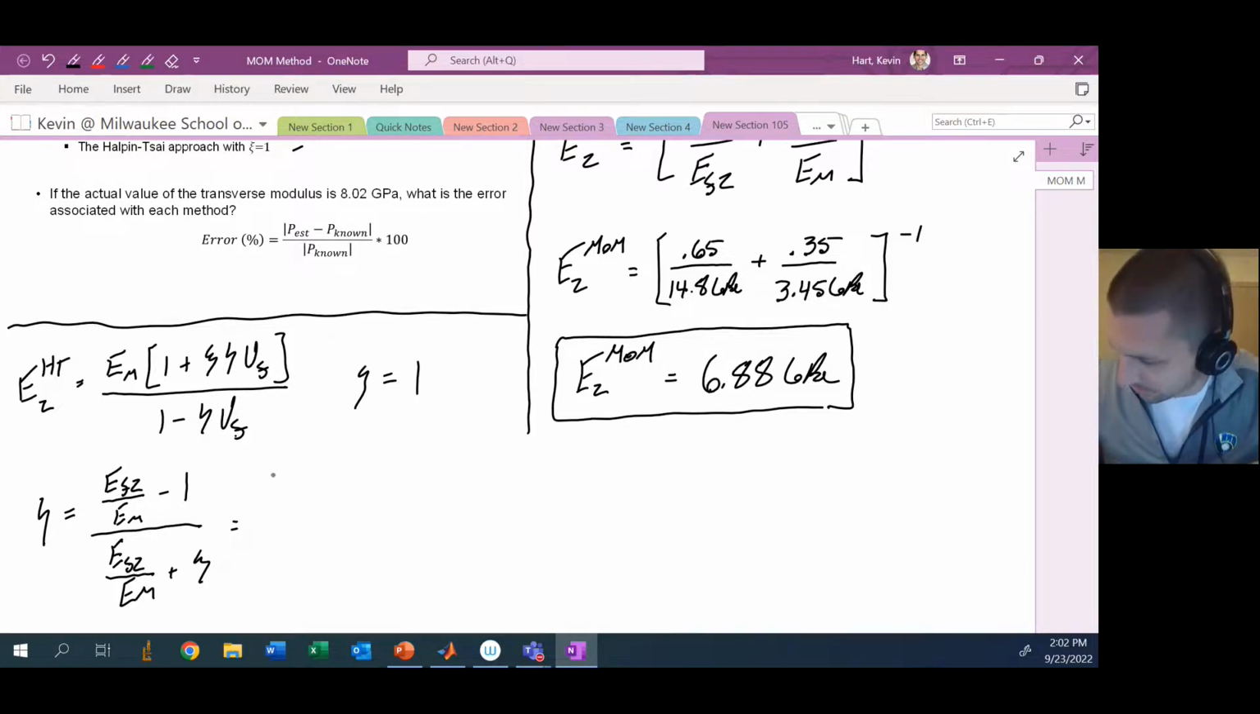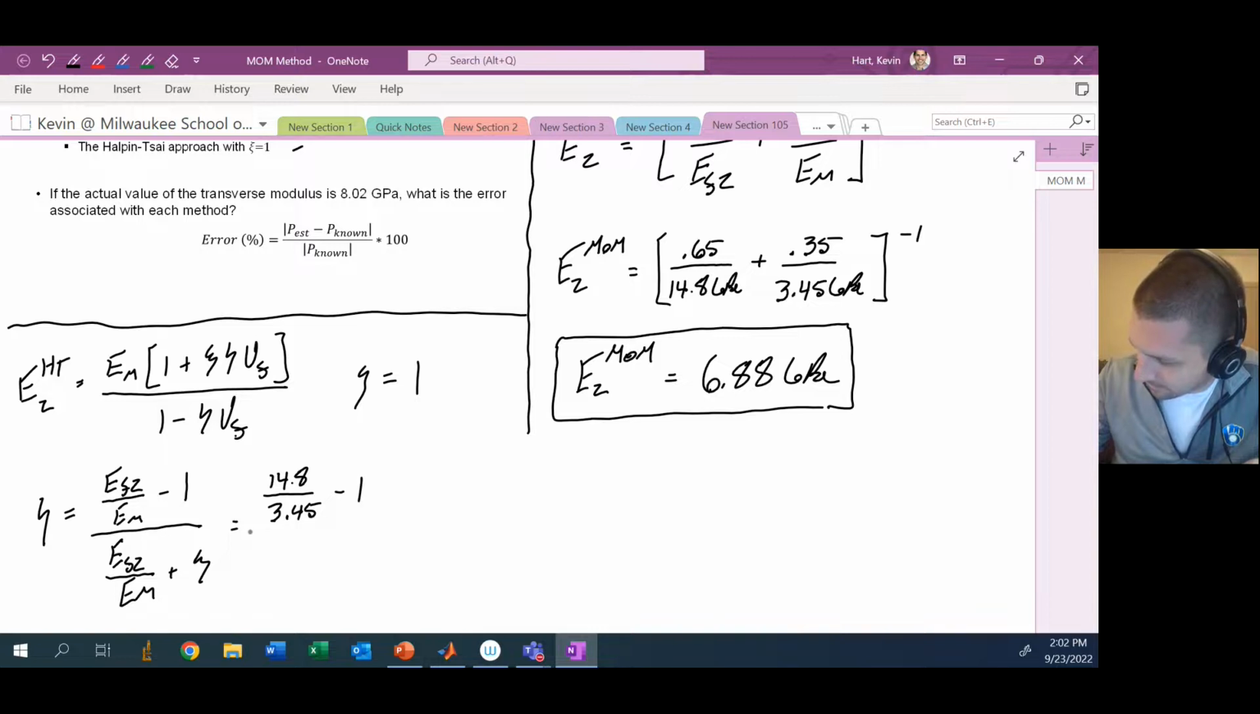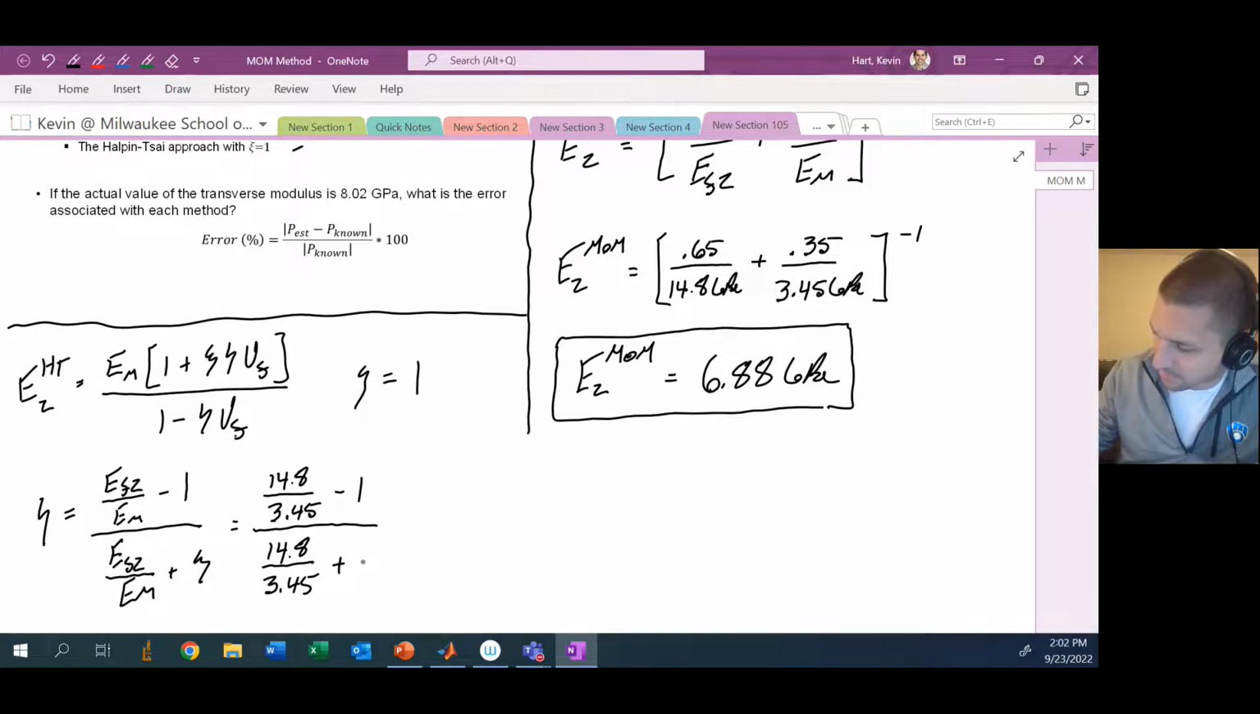This was given as 14.8 GPa. I'm going to leave off the GPa now just for simplicity's sake. This normalized by the modulus of the matrix, 3.45 GPa, all this minus 1. That entire numerator is normalized by a similar looking denominator, 14.8 over 3.45, plus xi, which in this case is 1. You do this calculation, you're going to come up with an eta value, which is 0.621.